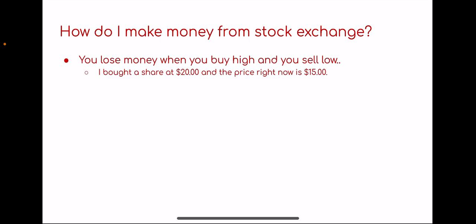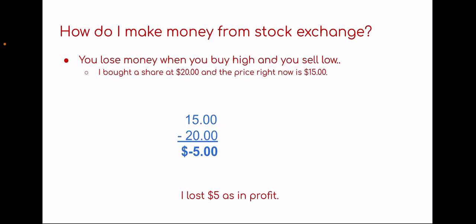So, you lose money when you buy high and sell low. So, I bought a share at $20, and the price right now is $15. So, 15 minus 20 will equal negative 5. So, in this case, I lost $5.